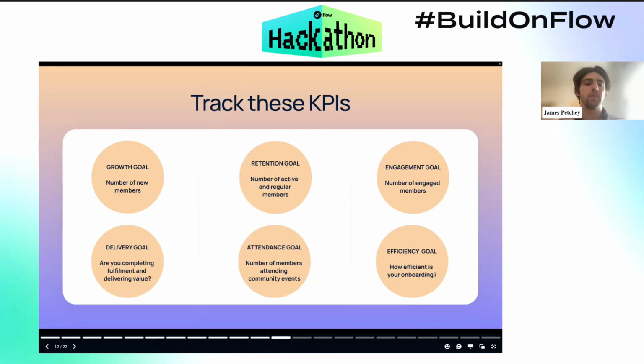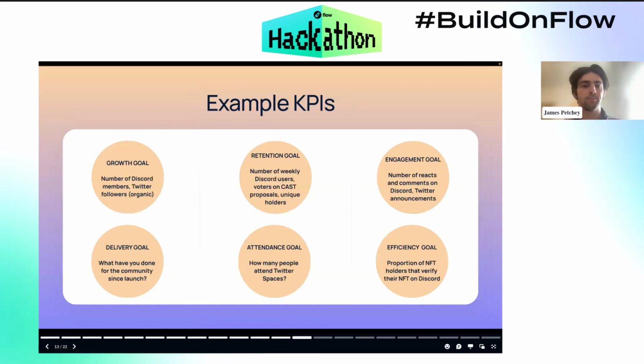You'd want to be tracking. So in terms of growth, that's looking at the number of new members that you're bringing in. Retention, the number of active and regular members that are keeping engaged. Engagement, just the number of engaged members. Delivery, this is an internal focus KPI. It's basically just, are you completing fulfillment and delivering value to your NFT holders? Attendance, the number of members attending community events, and then efficiency, which is how efficient your onboarding is.